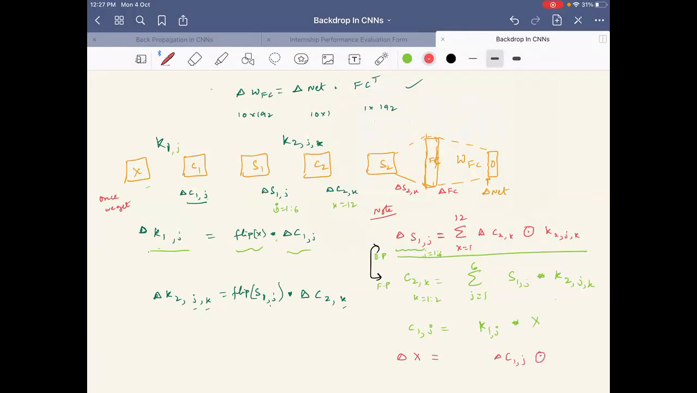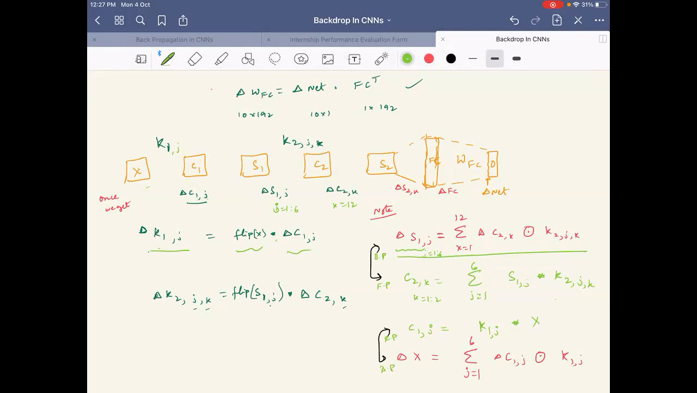Correlation operation now instead of convolution, because it's the backward pass, into K1 comma J. But there are all 6 maps. X is involved in all 6 maps. The error in all 6 maps together contribute to error in X. Okay, so here again, this is what you can see, the forward pass and backward pass, right? Given these things, what do we do?